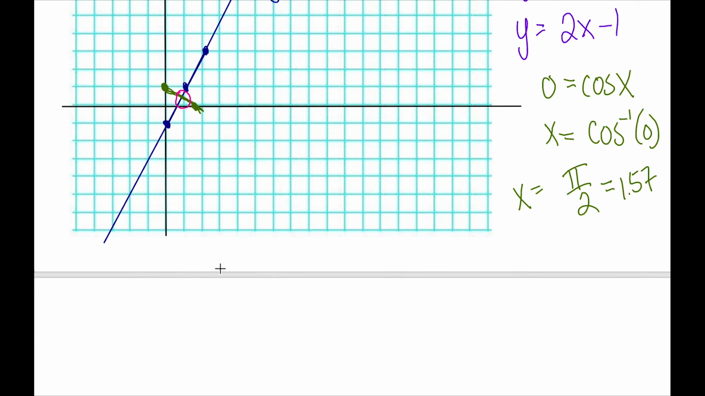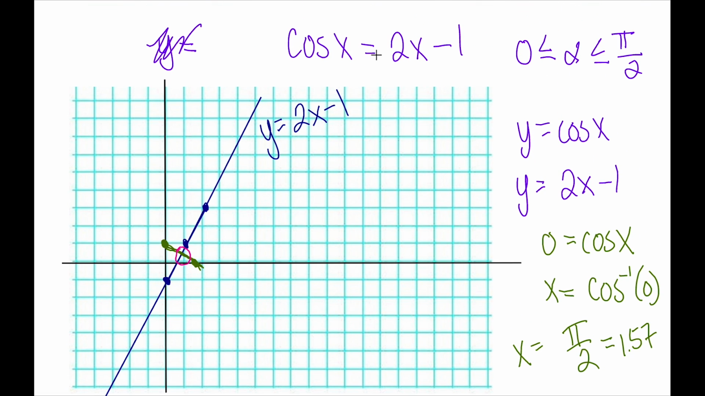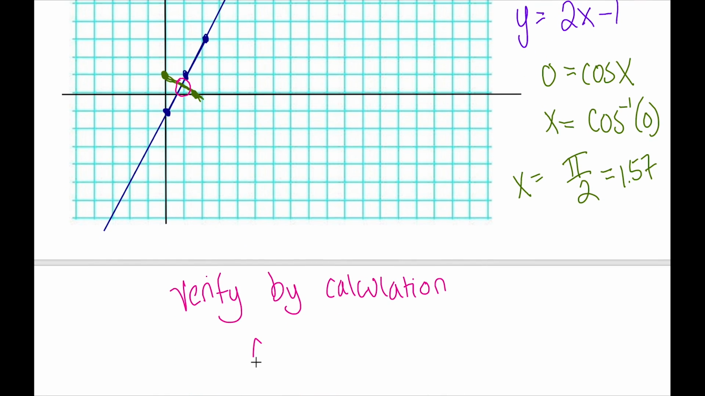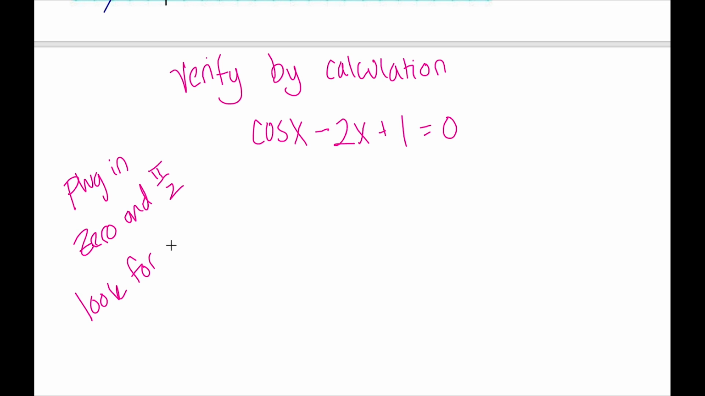Then verify by calculation. So this means I'm going to need to move all of this to one side so it's equal to 0, and then plug in 0 and pi over 2. So it will be cosine x minus 2x plus 1 equals 0. We'll plug in 0 and pi over 2, and we're looking for a sign change.